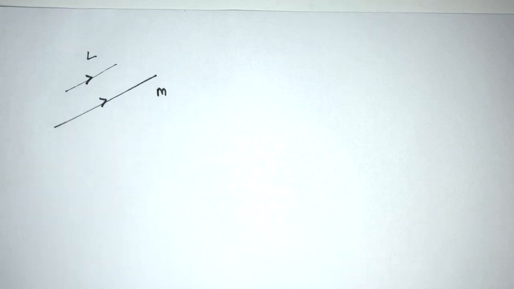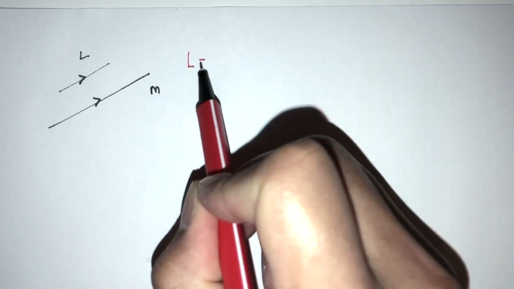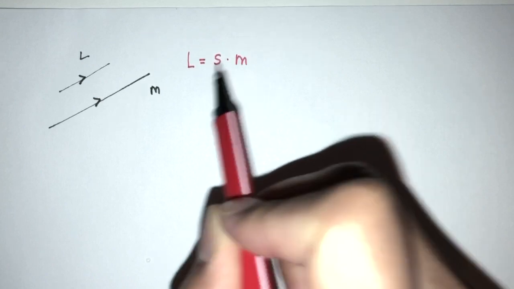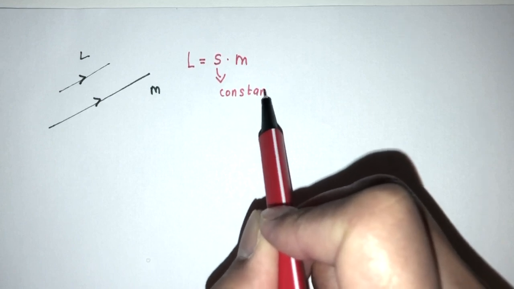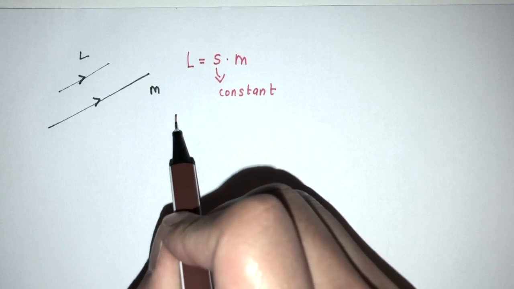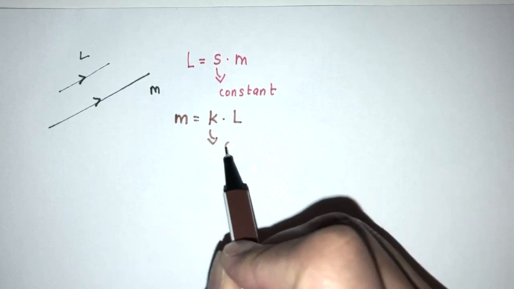And I will say the line L and the line M are parallel to each other. Because of that, I can form an equation. Because they are parallel, I can say L is equal to, let's say, S times M. Now S is a constant, and we call this constant a multiple. I can write this equation the other way around as well, which is M is equal to K times L, which is a constant.